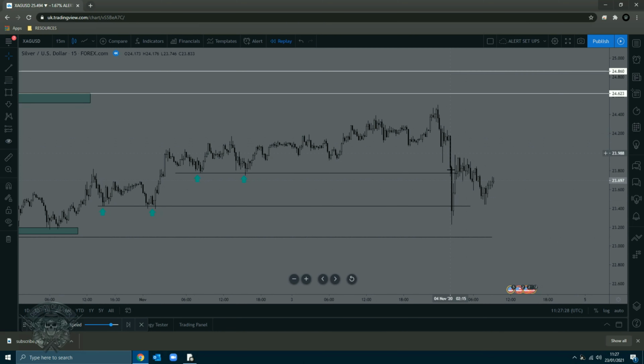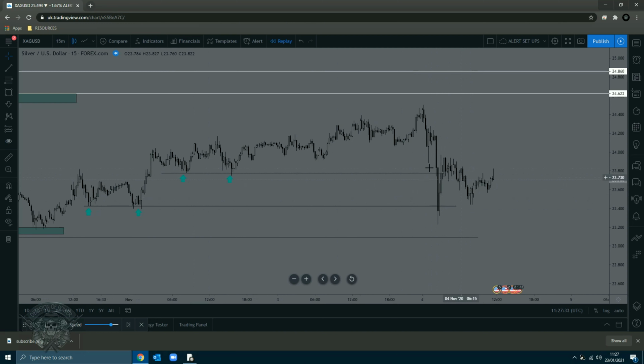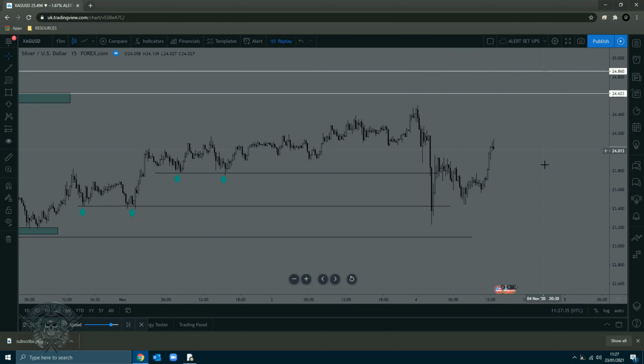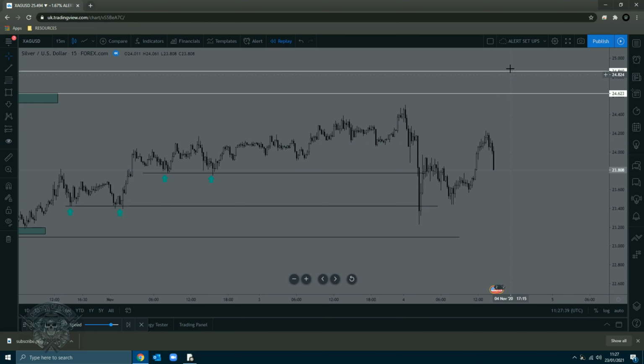So what the market's basically done here is taken out all the liquidity underneath here and bought them positions, bought them stop losses in order to push the market higher. Remember, we've still got our targets up here.